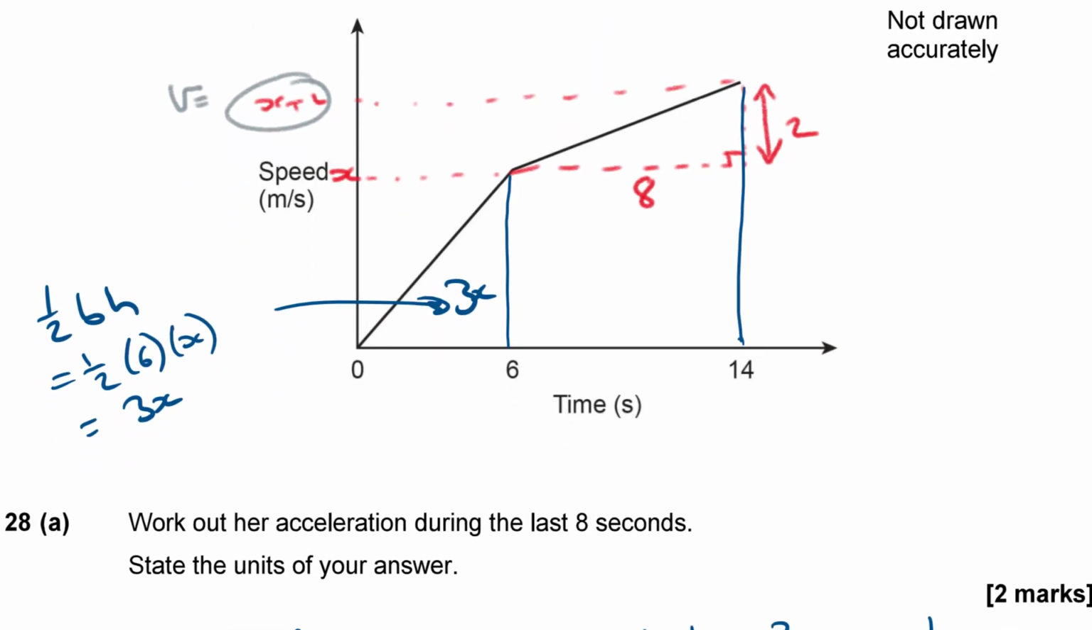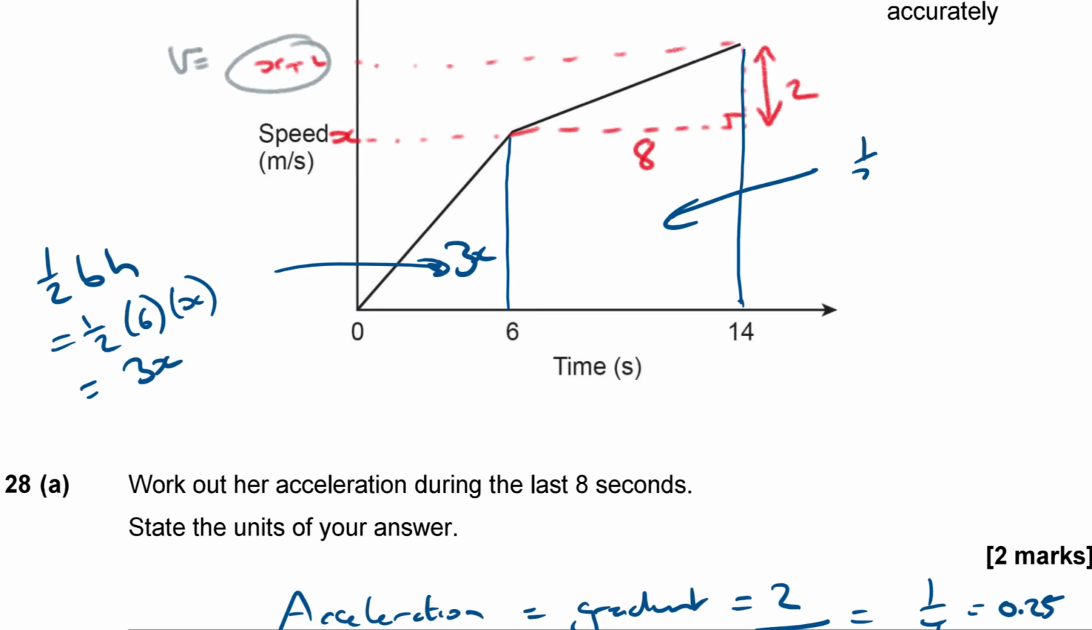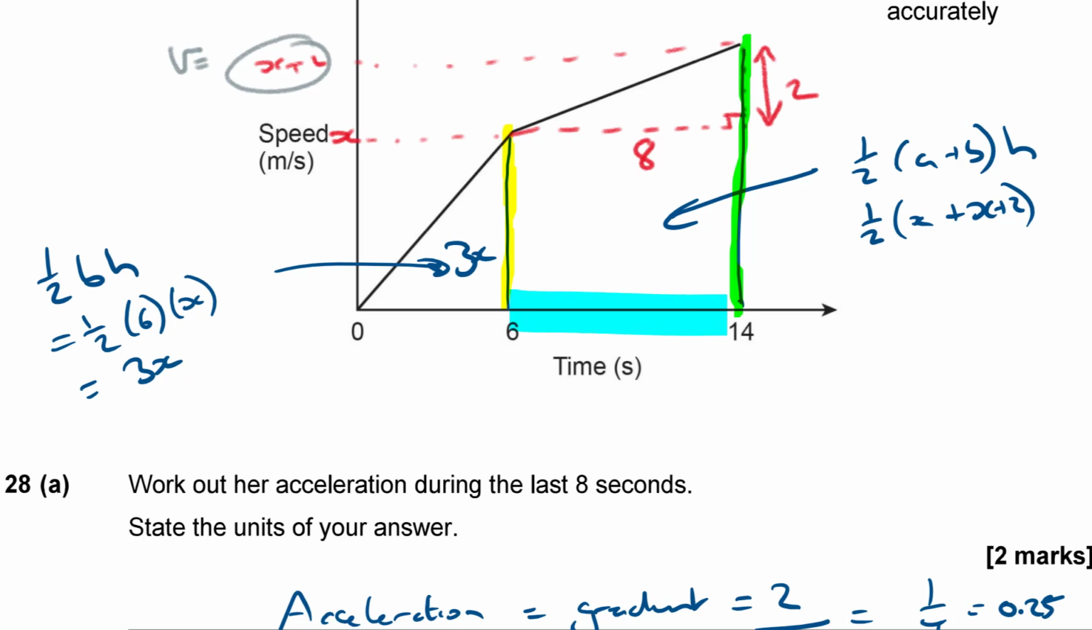What about the trapezium? A trapezium has a formula half (a plus b) h, where a and b are the 2 parallel sides. So my first parallel side, this one, we already know is x, and my other parallel side, this one, we called x plus 2. Times h, the distance between them, isn't it? So that distance there, which we know is 8.